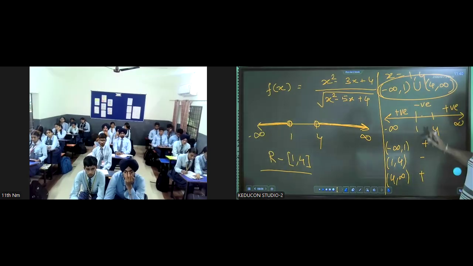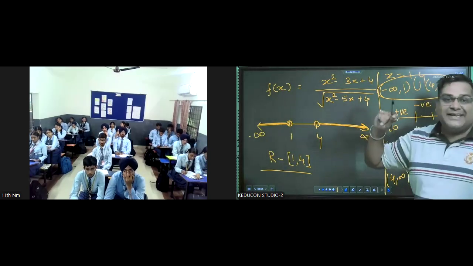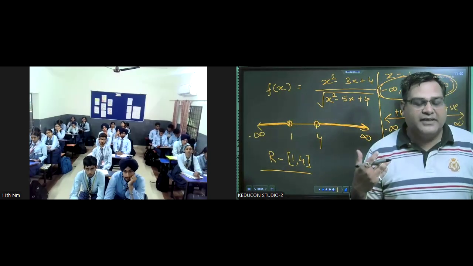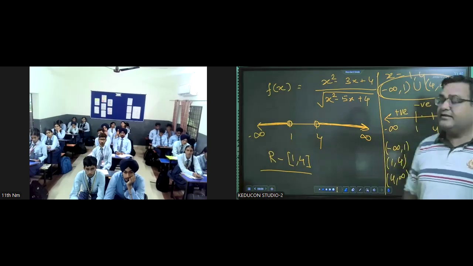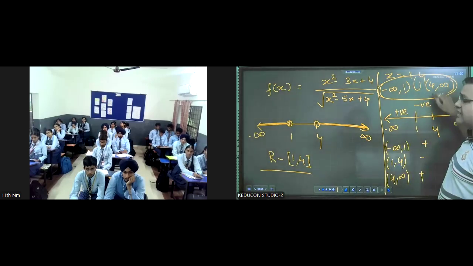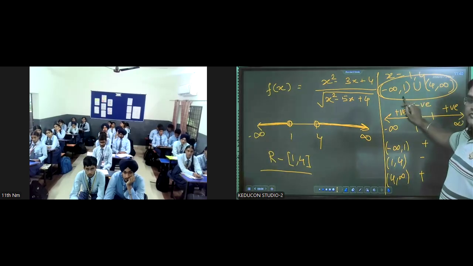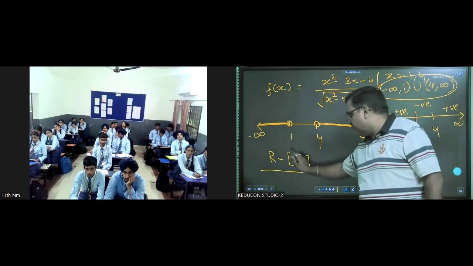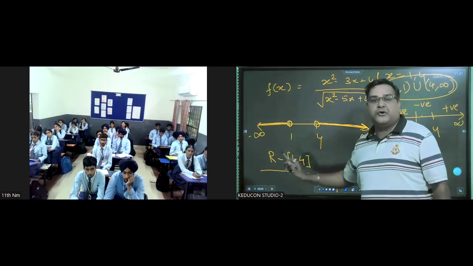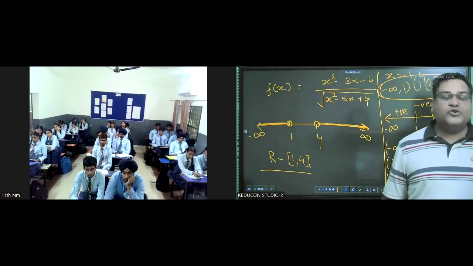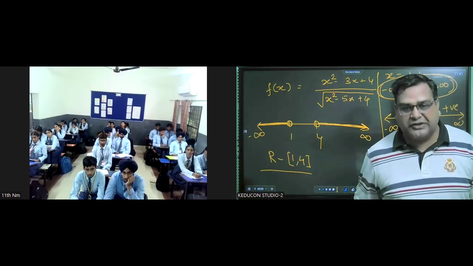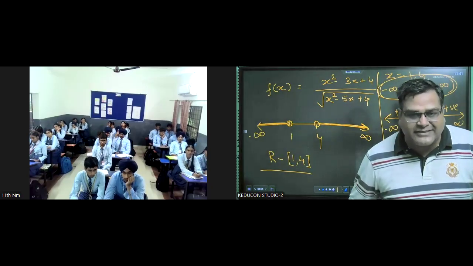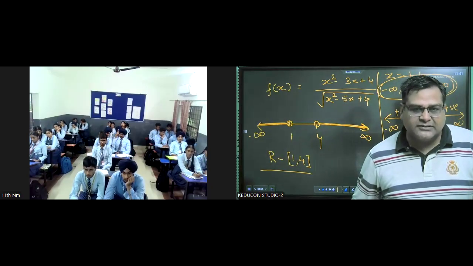Now, if this inequality had an equal sign, greater than or equal to, then what change would come here? This bracket should be a square bracket, this bracket should be a square bracket, and when you are writing in this form, these two brackets should be open brackets. So you have to be very careful when you are putting the brackets. Everything has its meaning. Right, students?